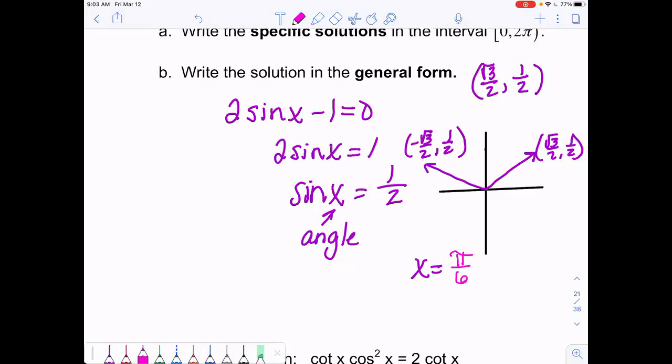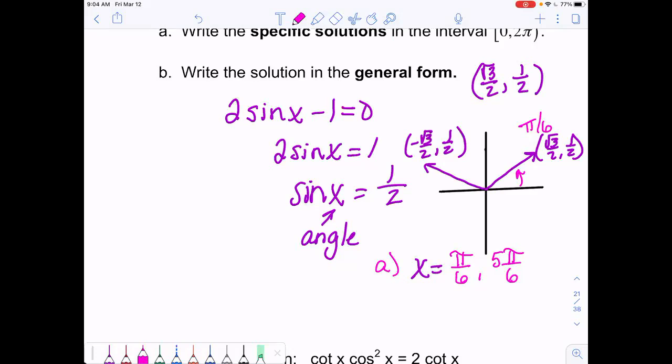So pi/6, that's this angle right here. And then how about the angle in the second quadrant? 5 pi/6. This is the answer to part A. Those are specific angles. They're from 0 to 2 pi. You will have 2 of them because the sine is positive in 2 quadrants. So we solve for the sine, and then we're finding the angle when the sine is 1/2.